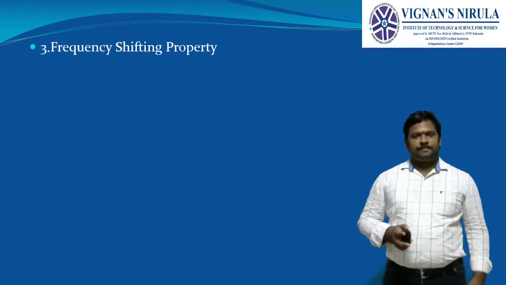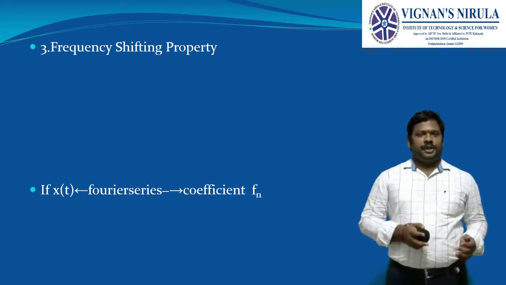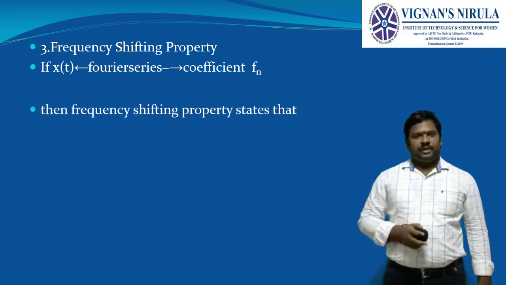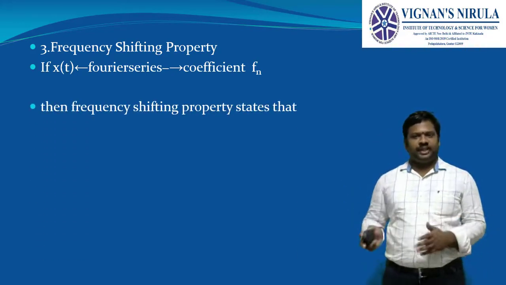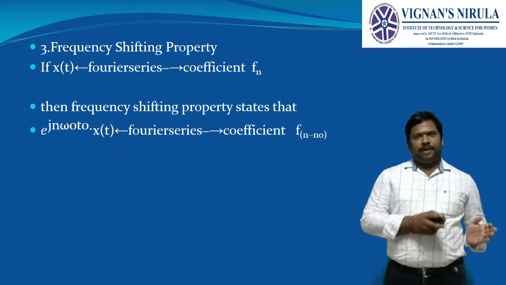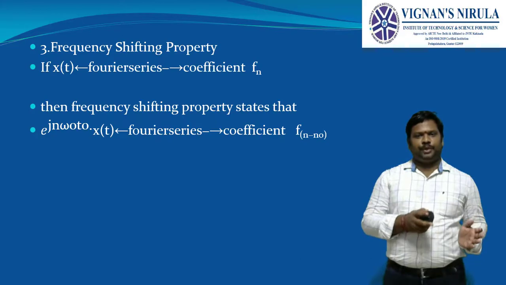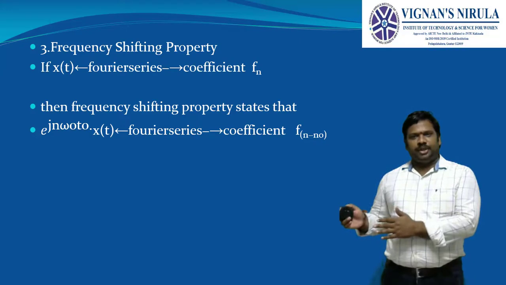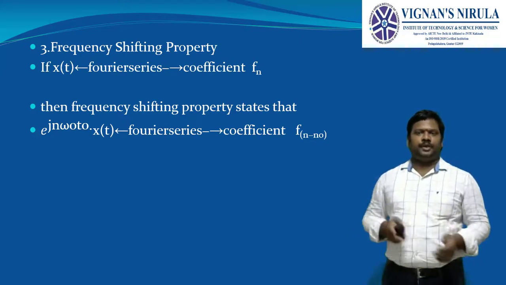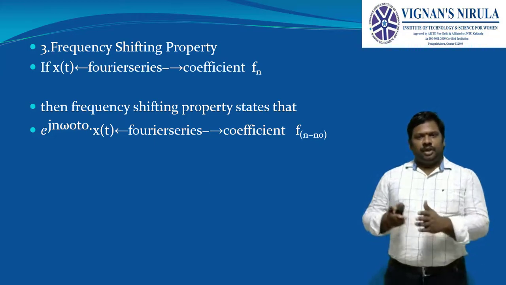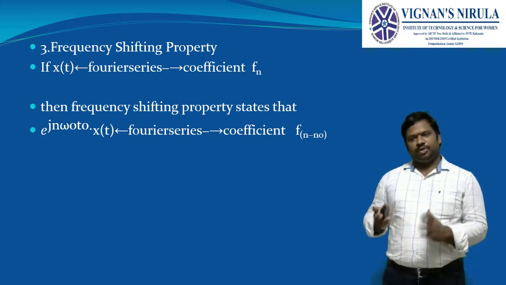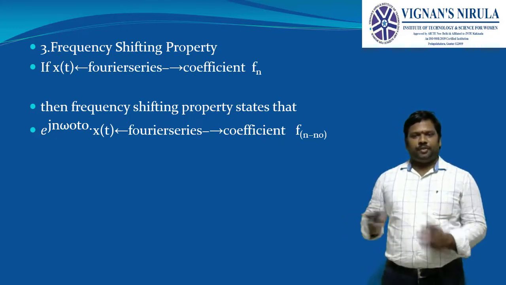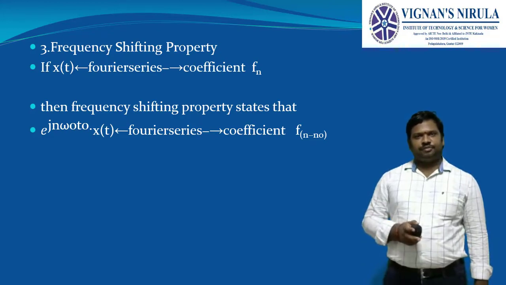Next, the frequency shifting property. In the frequency shifting property, first the x of t has the Fourier series coefficient Fn. Then the frequency shifting property states that when we multiply by an exponential signal, that's e power j n naught omega naught t times x of t, the Fourier series coefficient will be the shifted version given as F of n minus n naught, where F of n is the original Fourier series coefficient. Now F of n minus n naught represents the frequency shifted one.